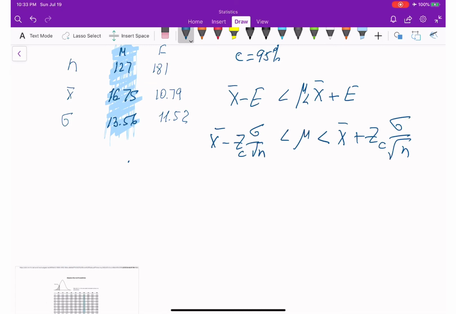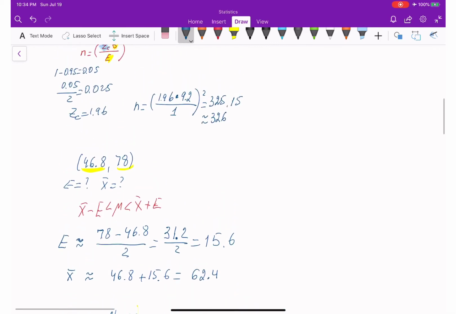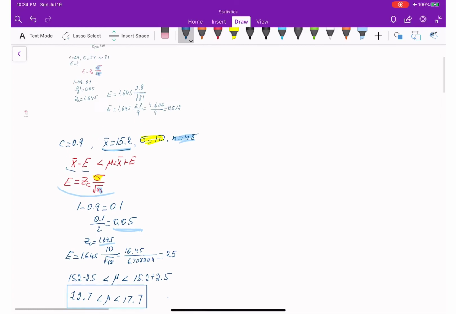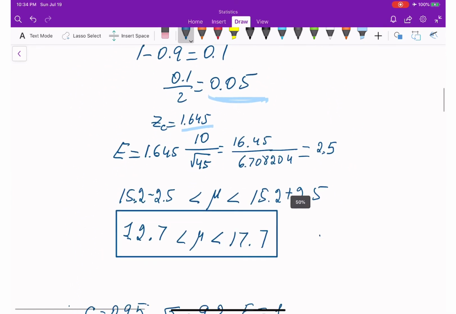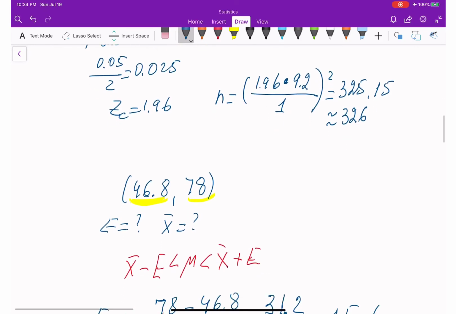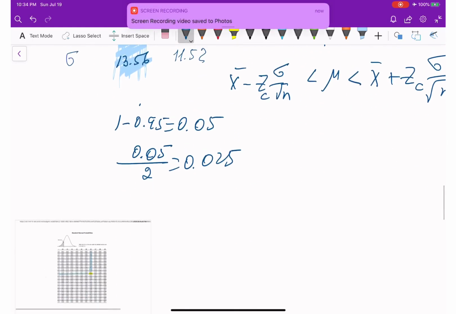So what do we have here? We need to find z critical first of all for 95%. We have done it, but let's do it again this time. 95%: 1 minus 0.95 is equal to 0.05. And 0.05 divided by 2, we get 0.025. And for 0.025, oh, here it is, 1.96. Z critical is equal to 1.96.